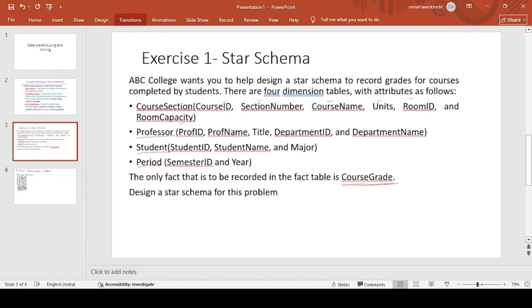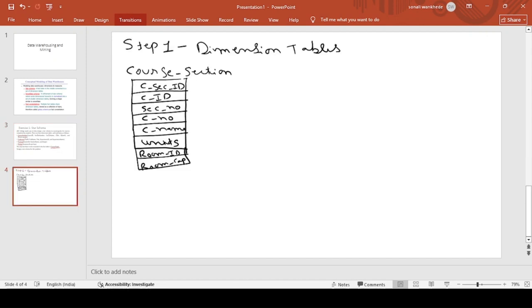The second dimension table which is given here is professor. So let me create that also. The second dimension table is professor.